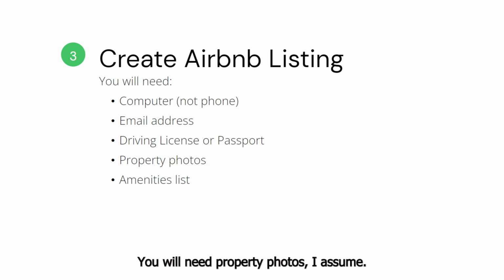You will need property photos. I assume as per the previous step, you would have the photos with you now. So keep the photos handy, as you will need to upload them. And the last one is the list of amenities. By this time, you will know exactly what you're offering in your property, and you will need all those details to fill in when you're creating the listing.